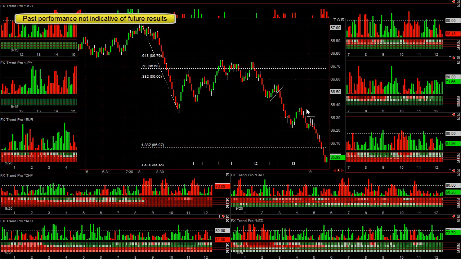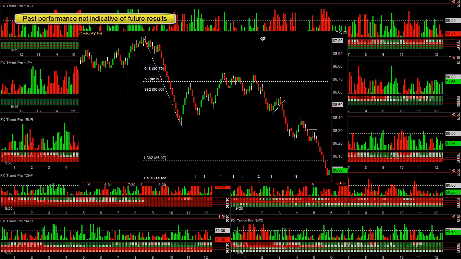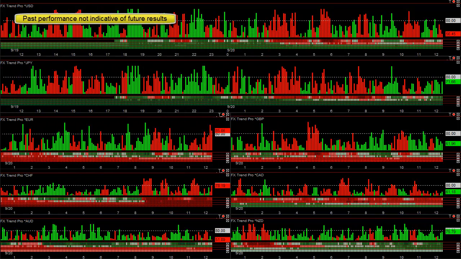So that's really the key. Small losses, bigger wins. Doesn't take a rocket scientist to use these tools and catch the high odds trades.